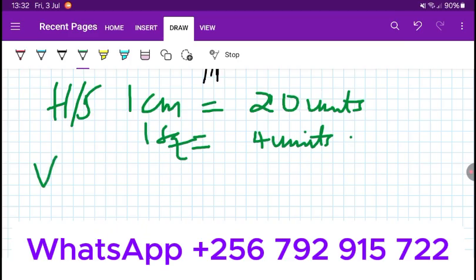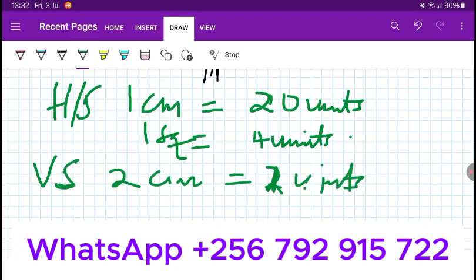Then the vertical scale, because we have seen that our highest frequency is actually 16, we can use 2 centimeters to represent 1 unit or 2. Let's just take 2 units. So that one small square will be equivalent to 2 out of 10.